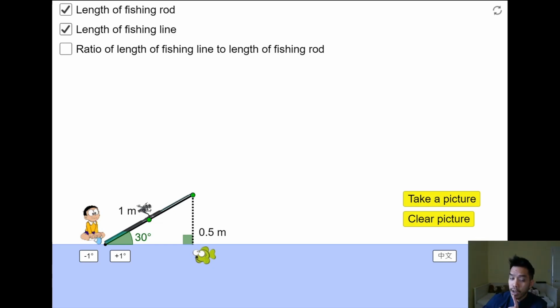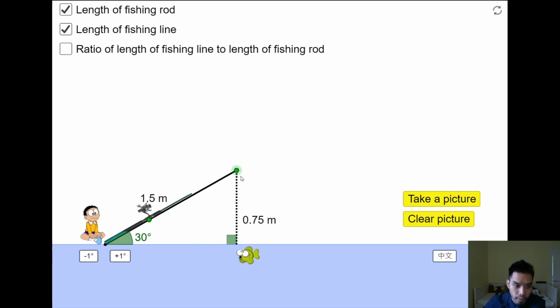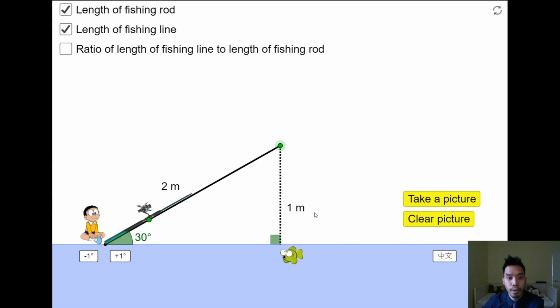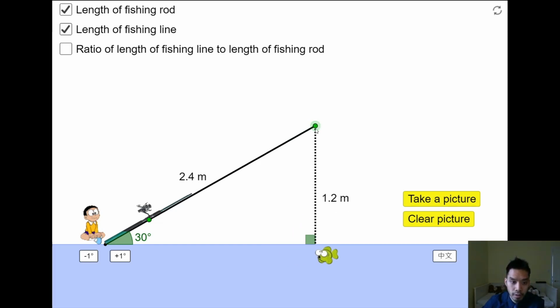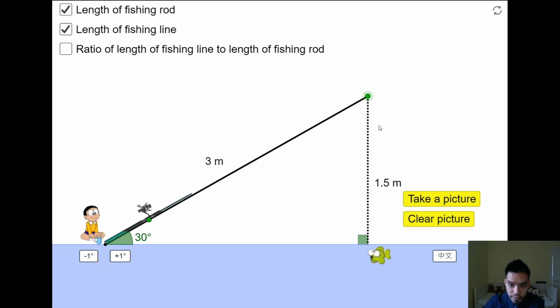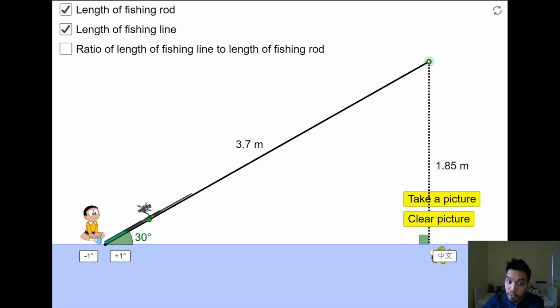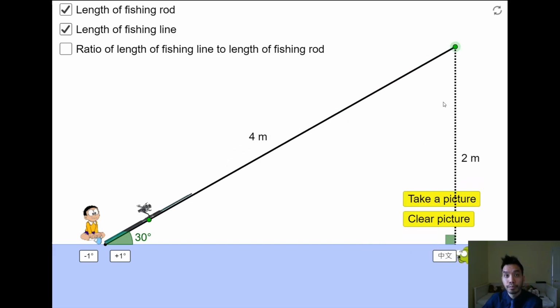Okay, now that you know the similar triangles, if you know that this is 0.5 and this is 1, if I change my hypotenuse to 2, what's my opposite going to be? I'm going to repeat that question one more time because it's very important. If I change my hypotenuse, this fishing rod, to a length of 2, what is my opposite side going to be? Hopefully you can make that prediction. It's 1. And if I change my hypotenuse to 3, what is my opposite going to be? Hopefully you said 1.5. And I think you get it. If I change to 4, that should be 2.